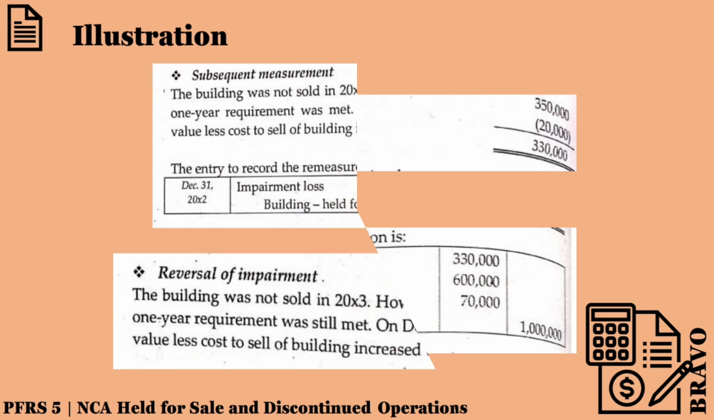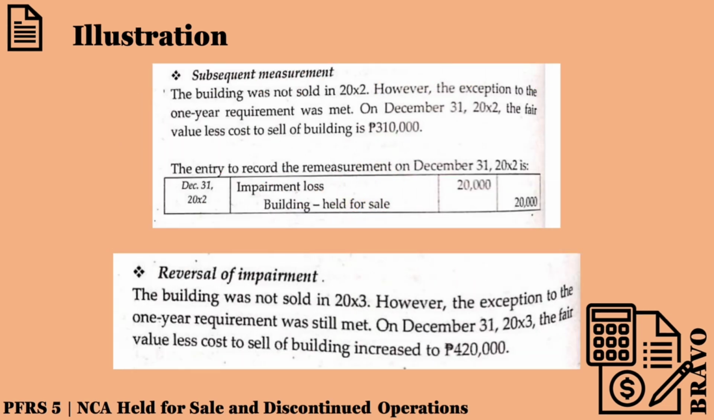Next, the building was not sold in 20X2. However, the exception to the 1-year requirement was met. On December 31, 20X2, the fair value less cost to sell of building is 310,000. The further decrease in fair value less cost to sell of 20,000 is charged as impairment loss. We can notice that the building is not depreciated while it is classified as held for sale.